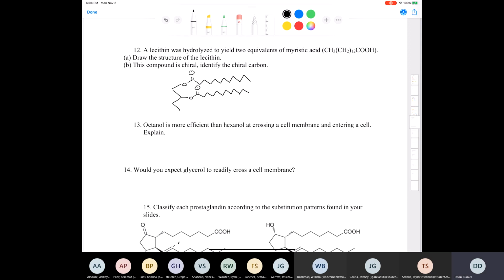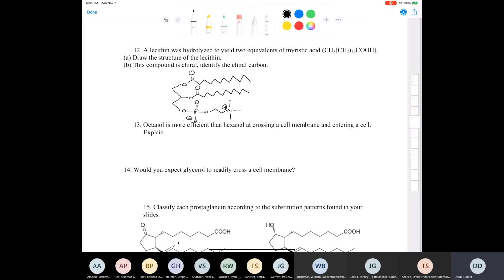There we go. And then in the lecithin, you're going to have this phosphate ester here. So I'll put this right here. All right. We have this piece from choline. Anyhow, my question to you is, and I think this is a reasonable question for my students: this compound is chiral. Identify the chiral carbon.